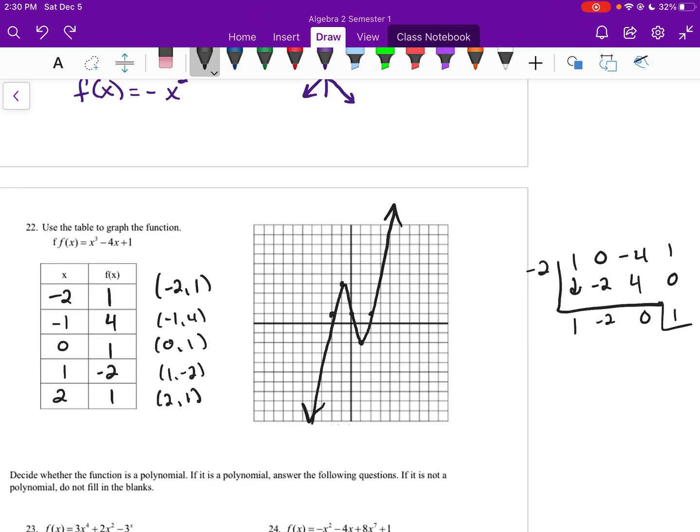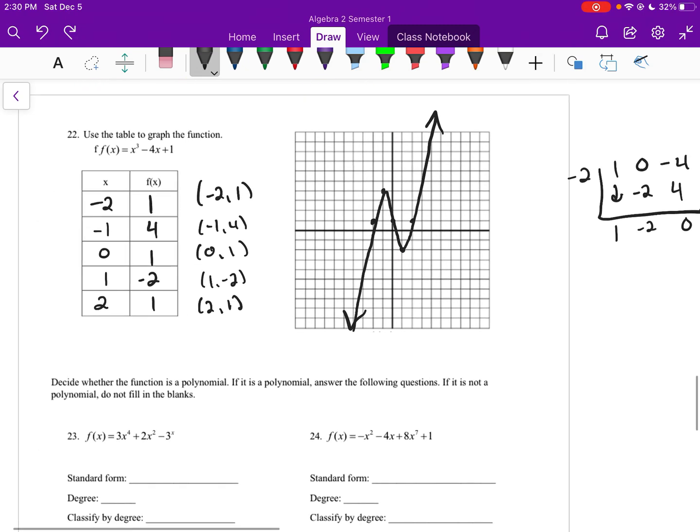And remember, when I grade these, I'm going to look at the end behavior, I'm going to look at your table, and how the graph actually looks. Okay, looking at the turning points, making sure that it flows through your points and not just playing connect the dots.